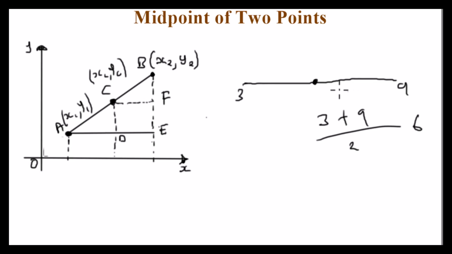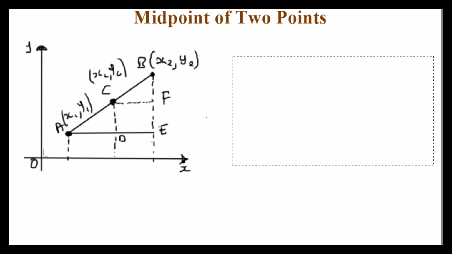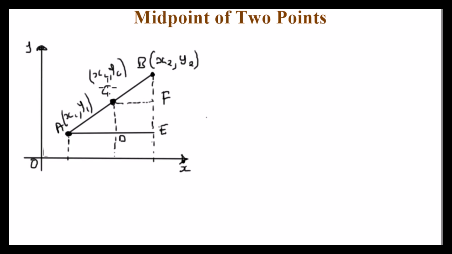So that's what we want to do here. But for this one, we only have one axis. This time around, we're having 2 axes. So we're going to first of all look at how to derive the formula to find the midpoint given 2 points. And after that, we're going to take a question and see how we apply the formula.